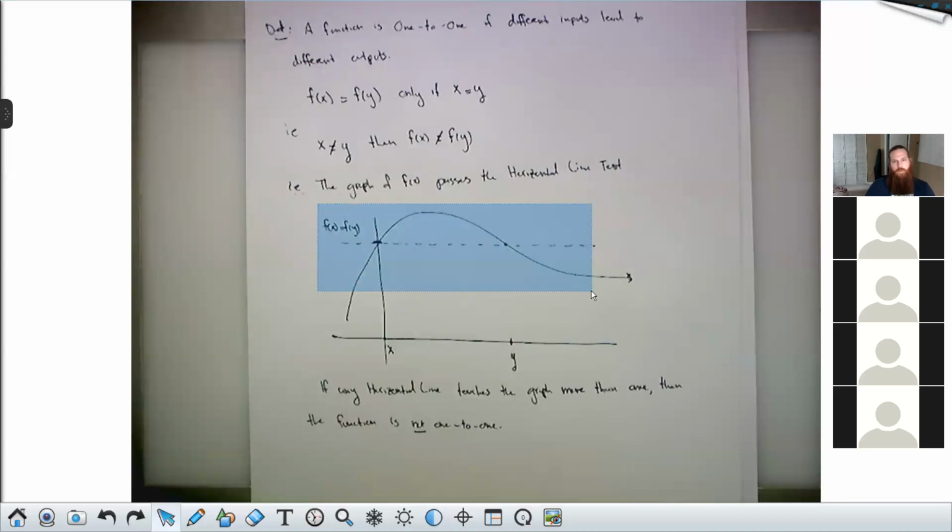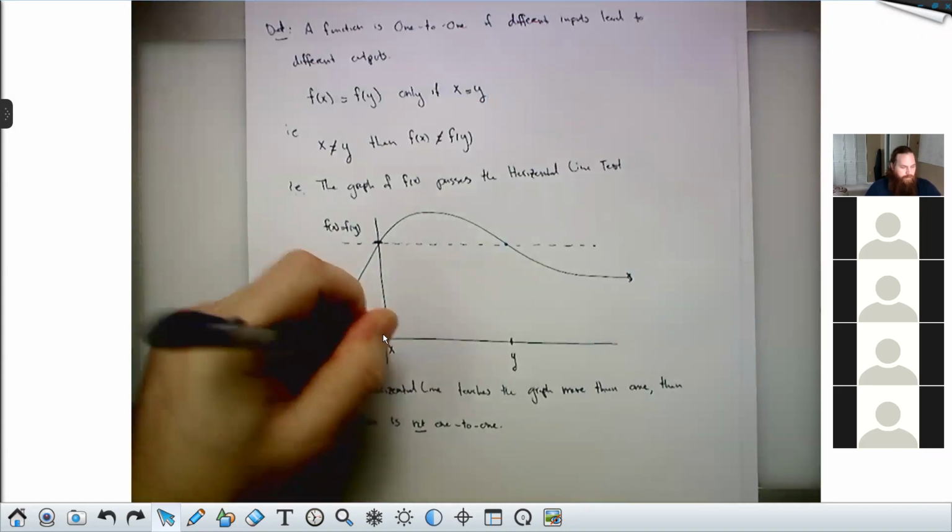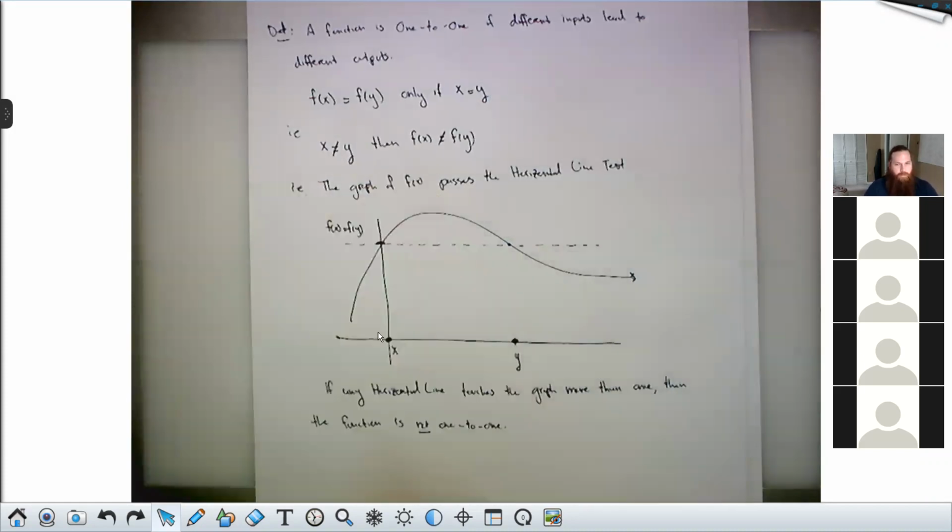This function is not one-to-one because here is a pair of inputs, x and y, which lead to the same output. That's not allowed. We said f of x can equal f of y only if x and y are equal. Or if you like thinking about it this way, here's an x, and here's a y, which is definitely different from that x, such that f of x and f of y are equal. The y values along that graph are equal.